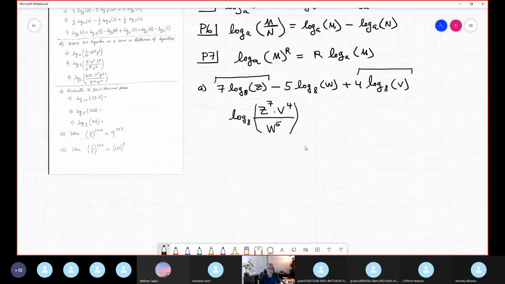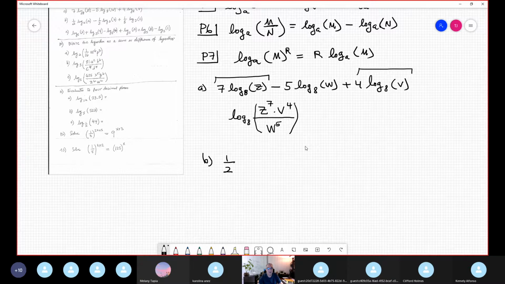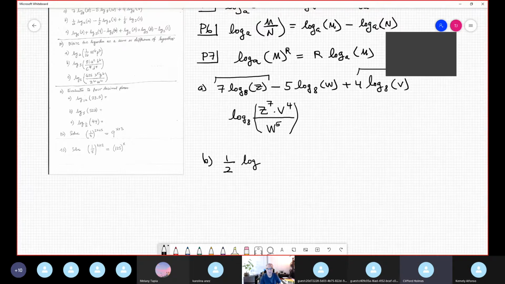Okay, let's do B. Well, B is similar, except that we have fractions, but don't be scared by the fraction. Go ahead. The top would be positive and the bottom would be negative. Absolutely perfect. It's a fantastic conclusion.